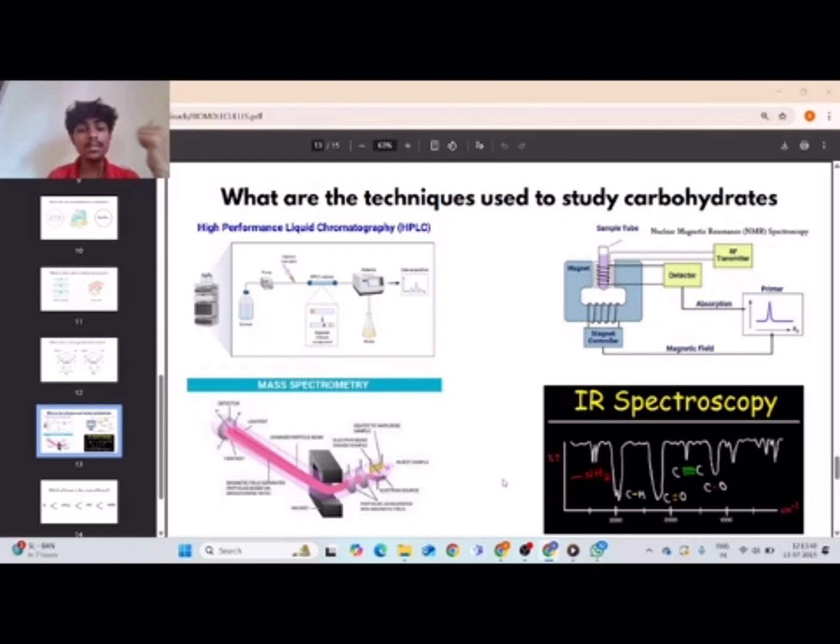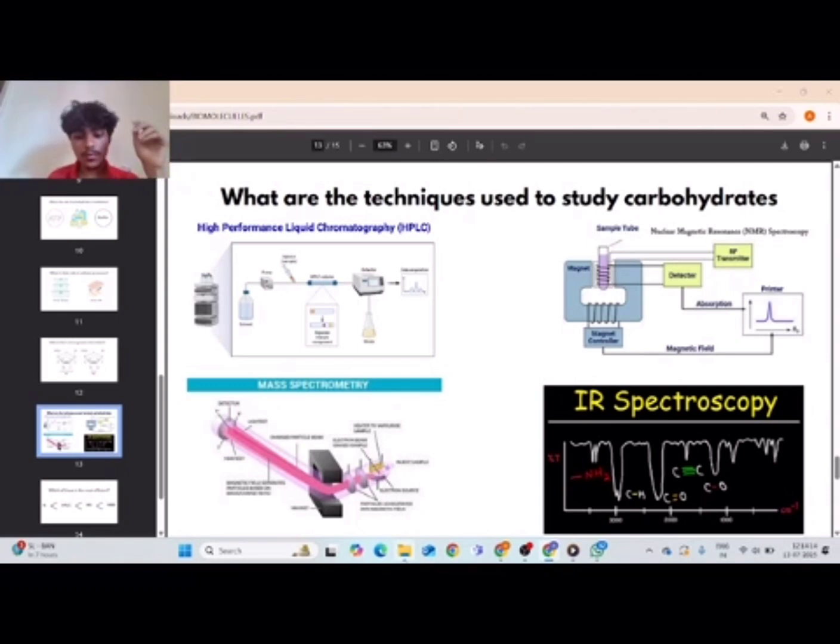Apart from that, there is mass spectroscopy, which works on the basis of mass and elucidates sequences. Apart from that, the last one is infrared spectroscopy, which uses infrared radiation to find out the characteristic frequencies of the hydroxyl group and carbon-oxygen bonds, and it is used to study carbohydrate molecules.